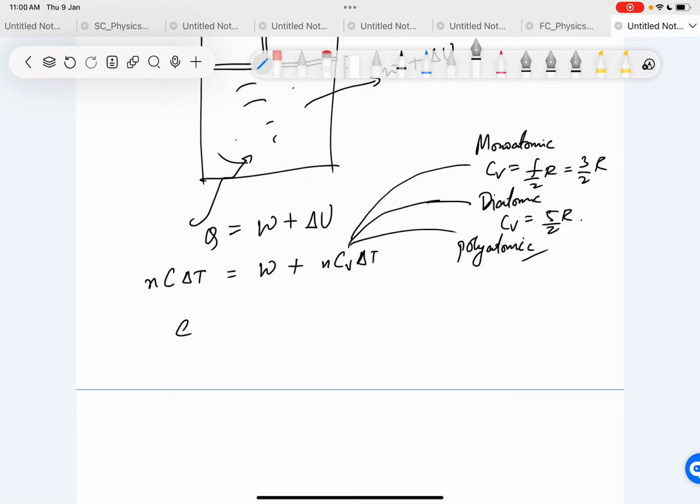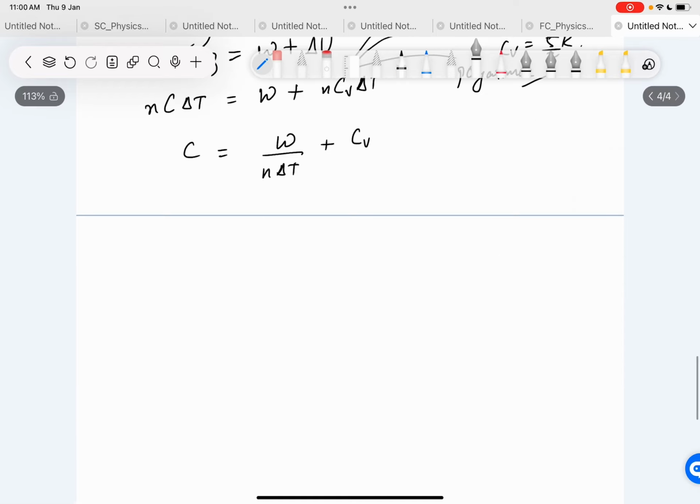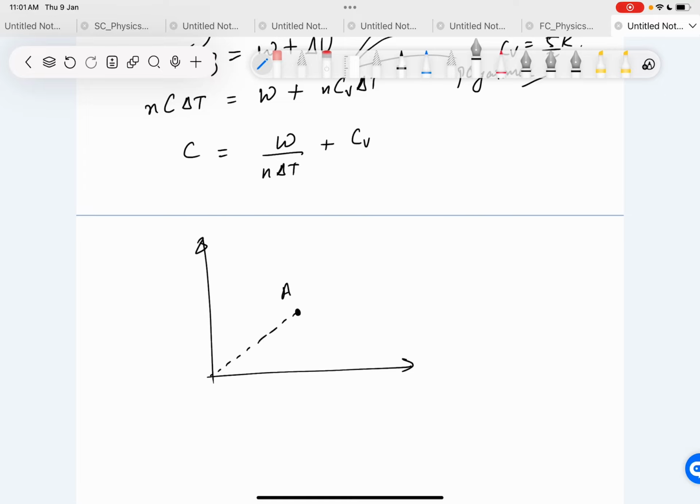So therefore you can always write the C value as W divided by n delta T plus the CV value itself. For example, let us consider a process in this way. This is the state A and this is the state B. Let's call this volume V0, and let's call this one 2V0.